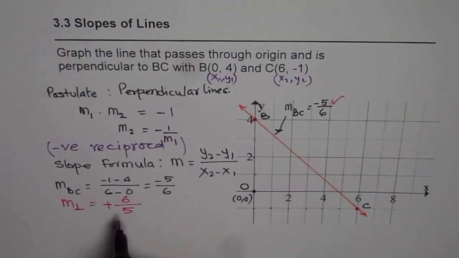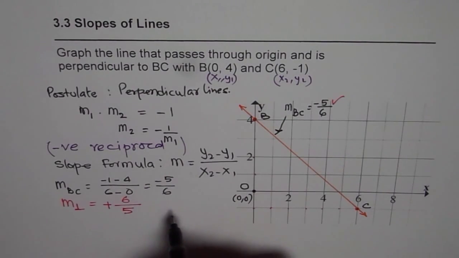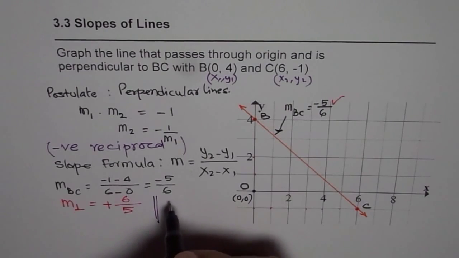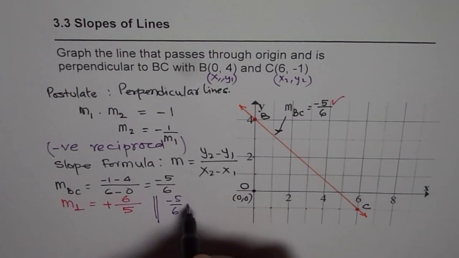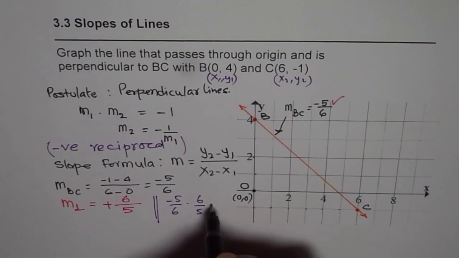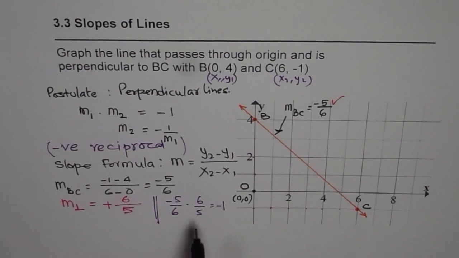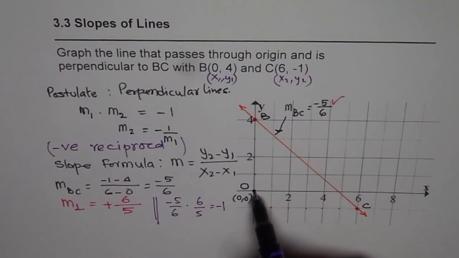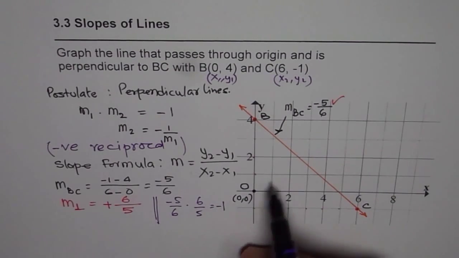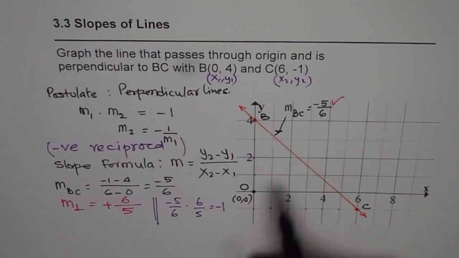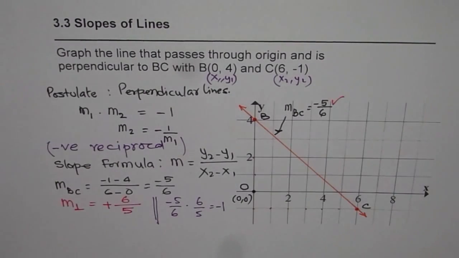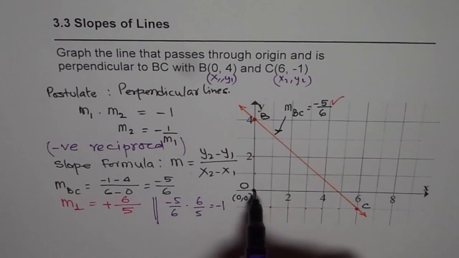Let us verify whether their product is -1 or not. Okay, so let me verify by multiplying here. Let's verify it. -5 over 6 times 6 over 5 is indeed -1. So if the slope of this line going through the origin is 6 over 5, it is going to be perpendicular. So let's draw this line. The question is to graph a line, right?